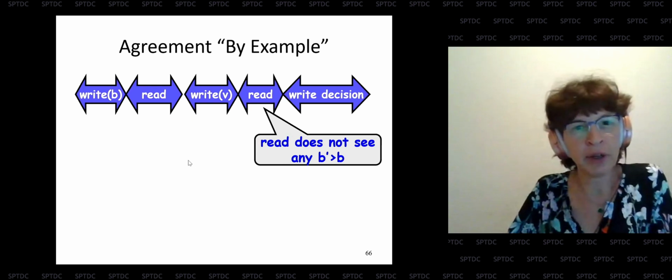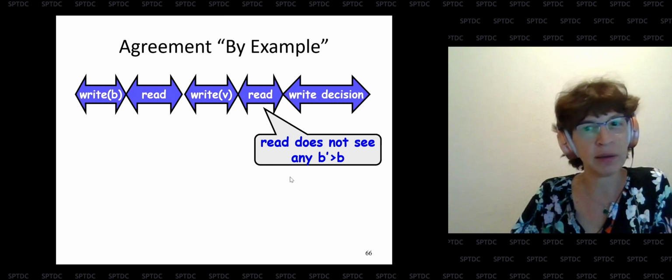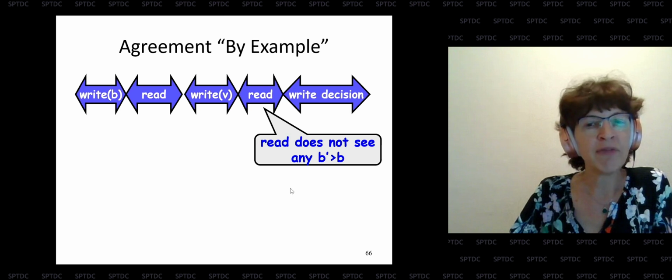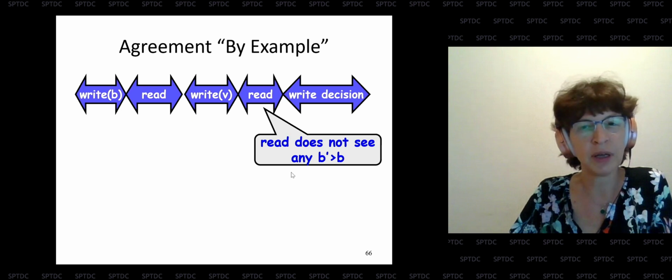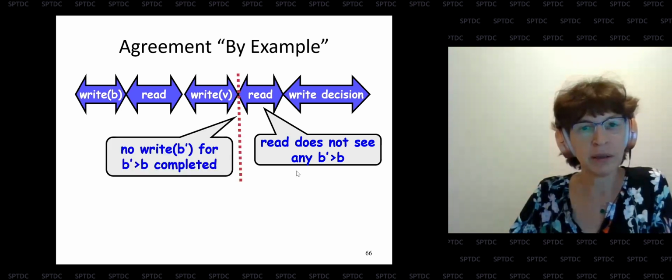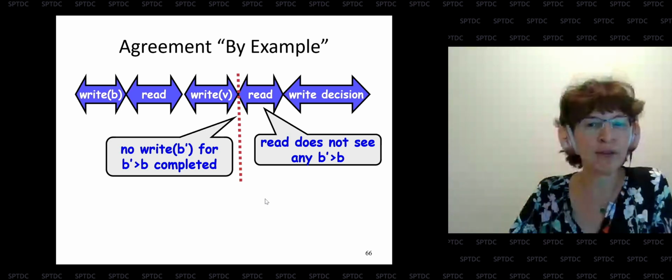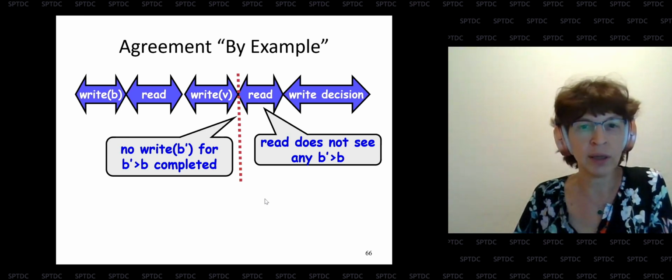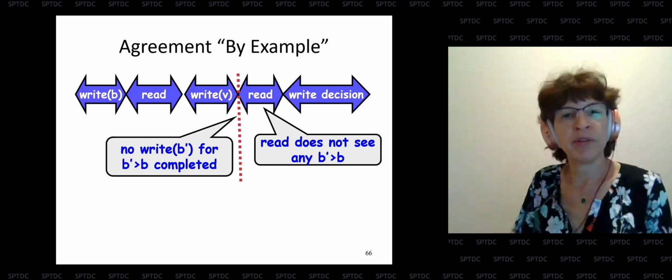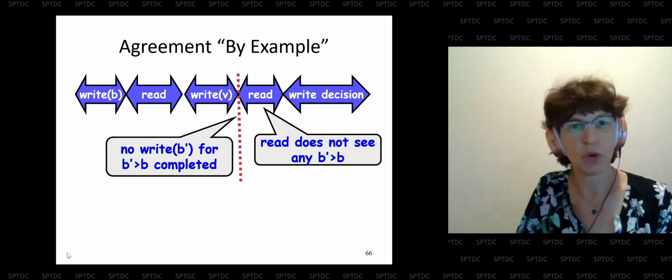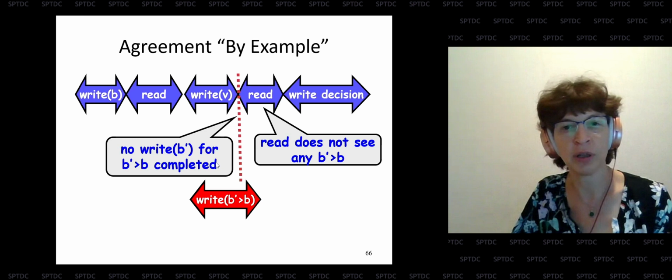Okay, so the thing to point out here is that in the second read, this thread doesn't see any bigger ballot. That means that if there is any other process that also thinks that it's the leader and goes through the same steps with a bigger ballot, they're going to have to do it after this red dotted line. They're not going to be able to complete the first write of their algorithm before this dotted line, okay?